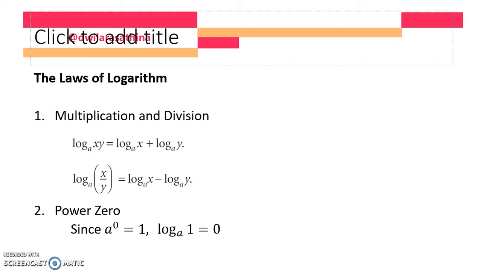The second law is power 0. Since a to the power of 0 is 1, you can say that log a of 1 is equal to 0, whatever the value of a. Maybe 3, maybe 4, maybe a million, or anything.